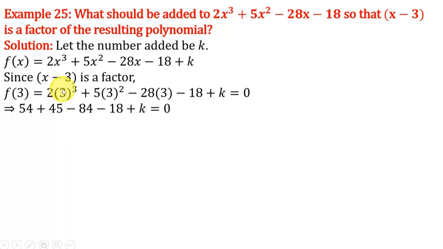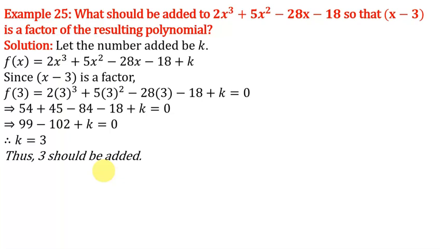After simplification, 3 cube is 27, 27 into 3 is 81. 3 square is 9 into 5, 45. 28 into 3, 84. Minus 18 plus k is equal to 0. Next, the addition of this is 99 minus 102 plus k is equal to 0. After simplification, you will have 3 minus 3 plus k is equal to 0, and hence k is equal to 3. This is the answer. Thus, 3 should be added.